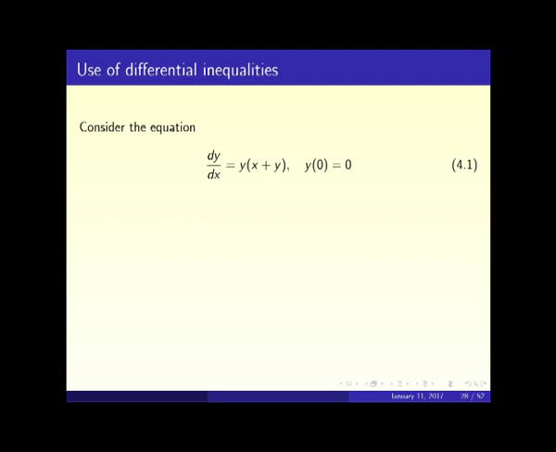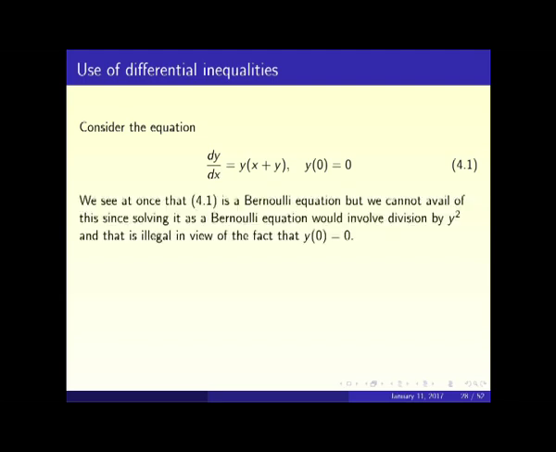You see, this differential equation 4.1 is a Bernoulli equation, and so you want to divide by y squared, but unfortunately you cannot. Why? Because y of 0 is 0 and division by 0 is not allowed. So how would you solve 4.1?